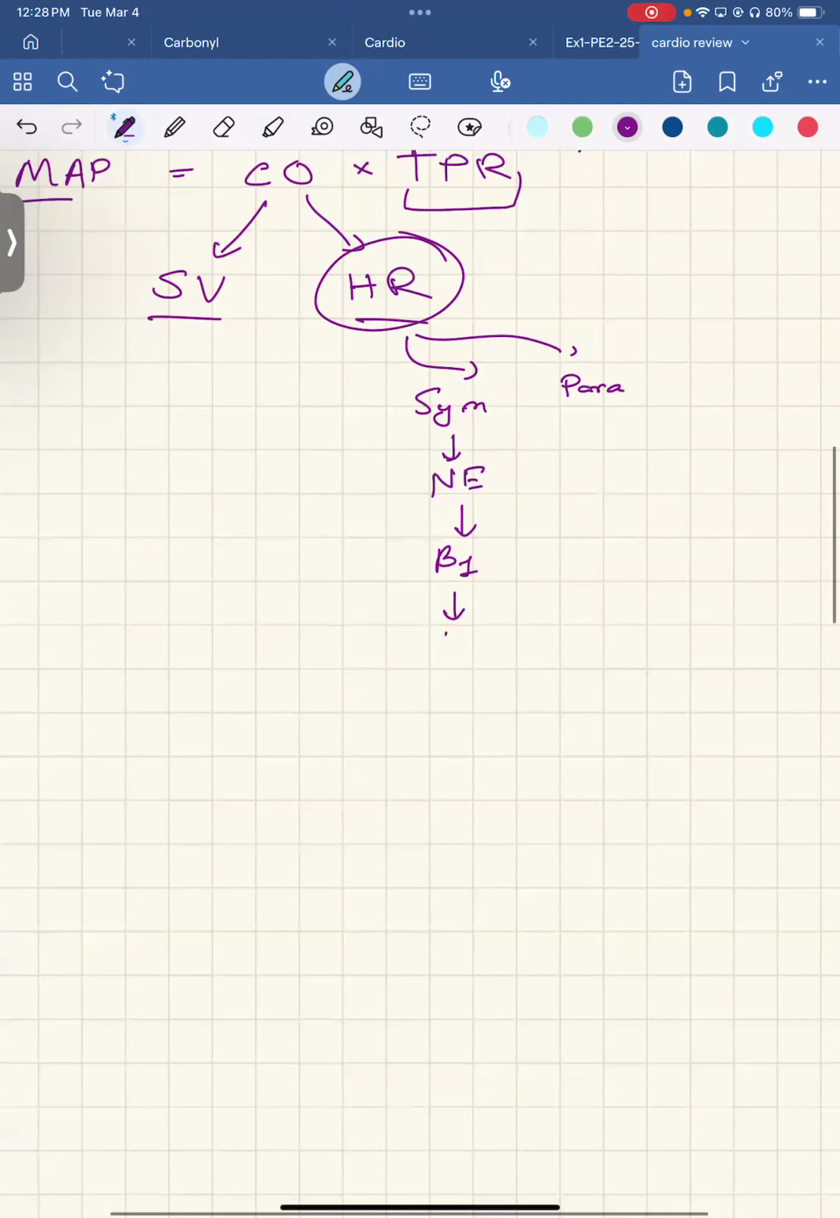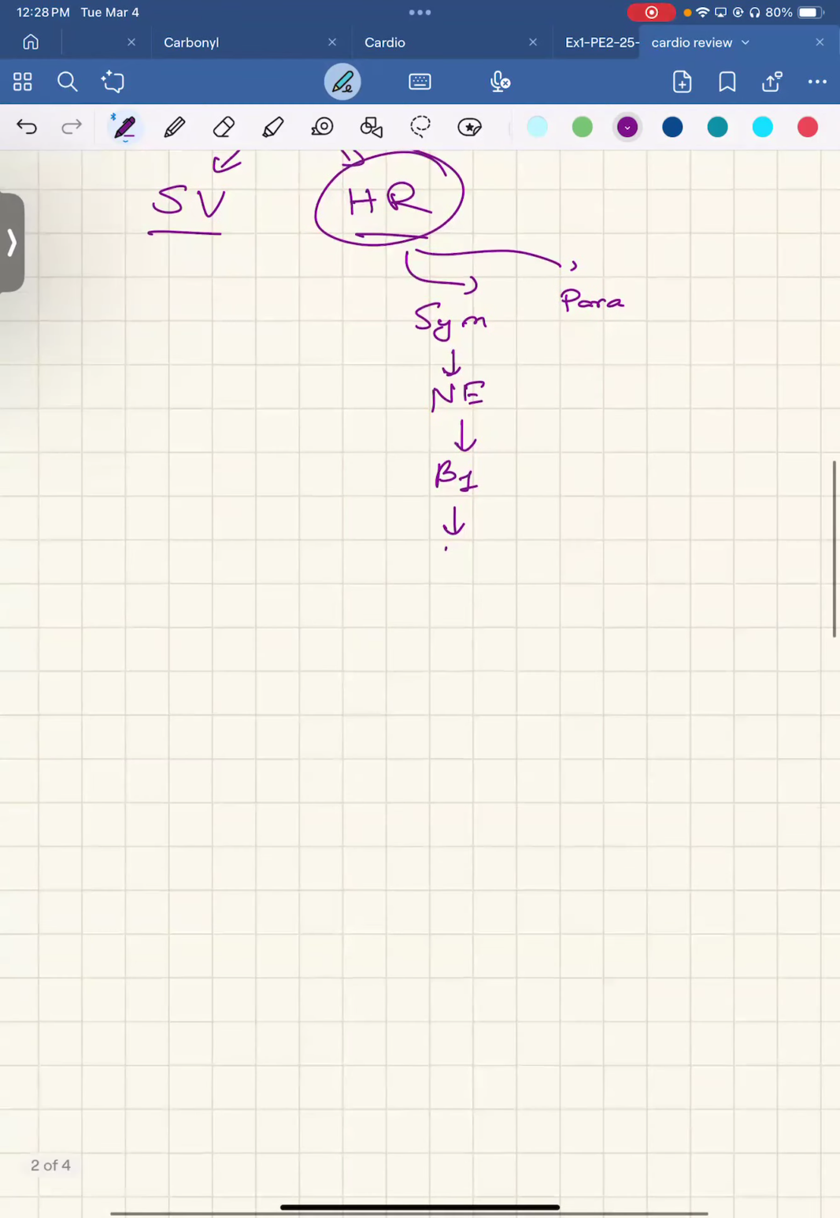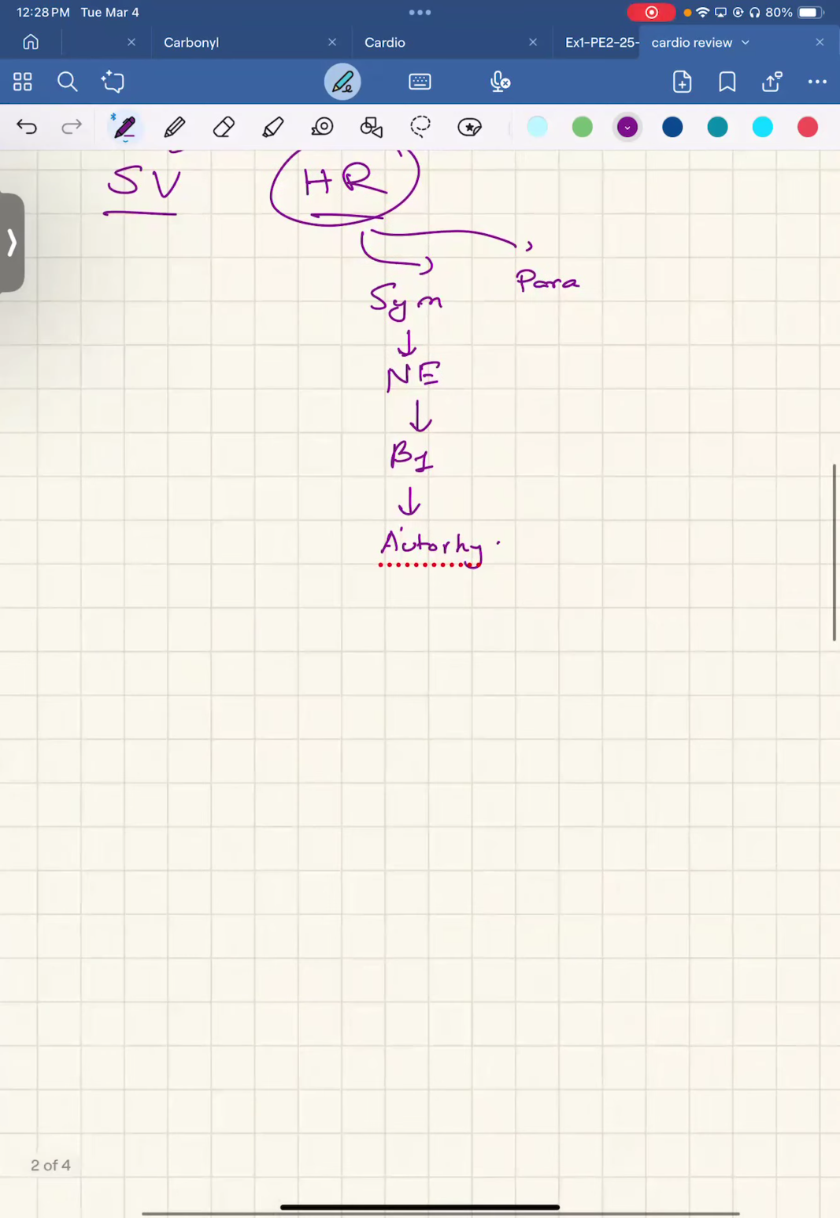This is heart rate. For heart rate, then yes, the AV node, so that's the autorhythmic cells. But if it was for stroke volume, that would be the cardiac contractile cells, the ventricular cells. We'll come to that. Okay. So autorhythmic cells. Okay, no problem.